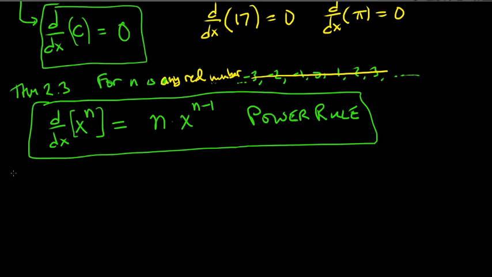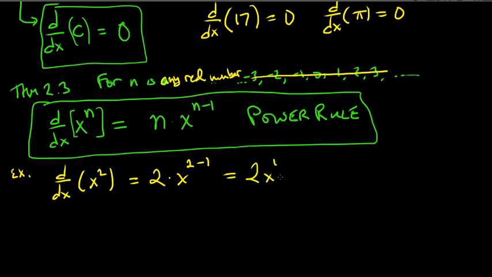So some examples. If you take the derivative of x squared, here n is 2, so this is going to be 2 times x to the power 2 minus 1. But 2 minus 1 is 1, and x to the 1 is just x. So we get that the derivative of x squared is 2x.